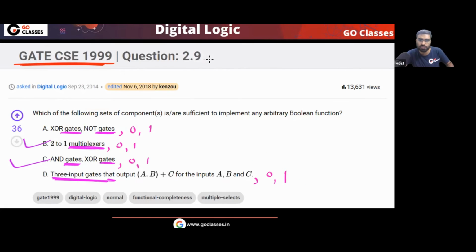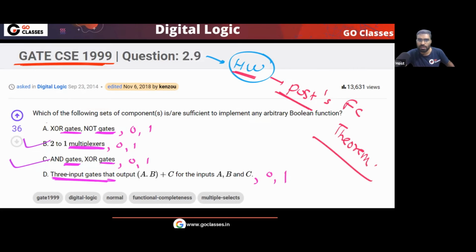Now you solve this question. I'm giving you this question as a homework. Okay, don't worry. I will provide you the video solution. Don't worry about it. So take this as a homework: apply the Post functional completeness theorem.